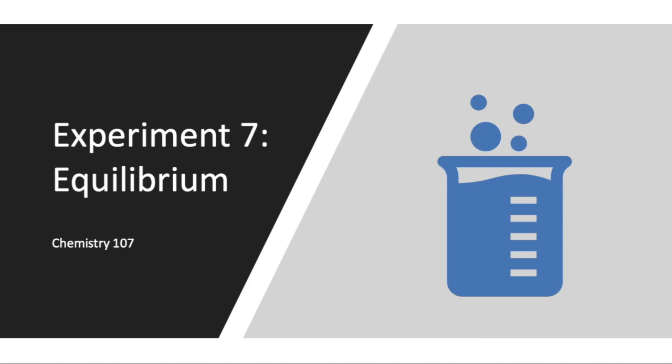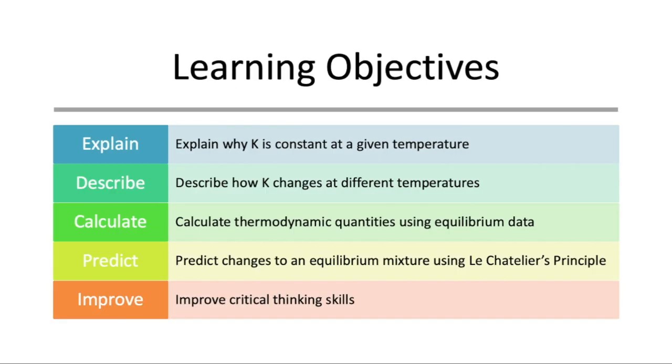I'm here to do the Prelab lecture for Experiment 7, which is about Equilibrium and Le Chatelier's principle. Our learning objectives for today have to do with the equilibrium constant, explaining why it's a constant at a given temperature, and also describing the ways that it changes at different temperatures, depending on the thermodynamic quantities associated with the reaction you're studying. Also, we'll be calculating thermodynamic quantities like delta H and delta S and delta G based on equilibrium data from different temperatures, and predicting changes to a mixture using Le Chatelier's principle.